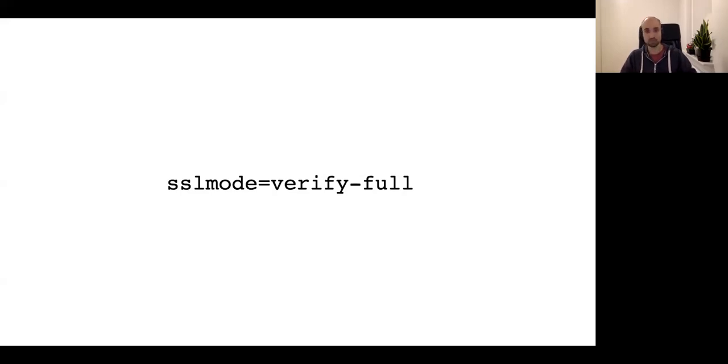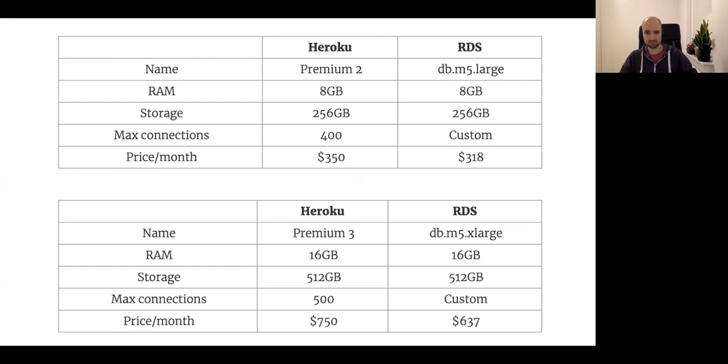But what about pricing? AWS is known to be expensive, but I think that Heroku is known to be even more expensive. Here you can see the comparison of two comparable plans from Heroku and RDS. For 8 gigs of RAM on Heroku compared to RDS, you are saving around $30 a month. But if you have 16 gigs of RAM, then you are saving over $100 a month. So it will start adding up very quickly. If you are on one of the top tier plans on Heroku, then switching to RDS will most probably offer considerable money savings for you.